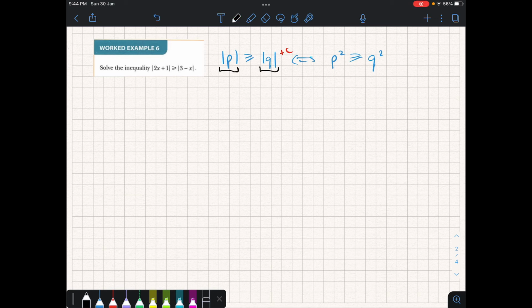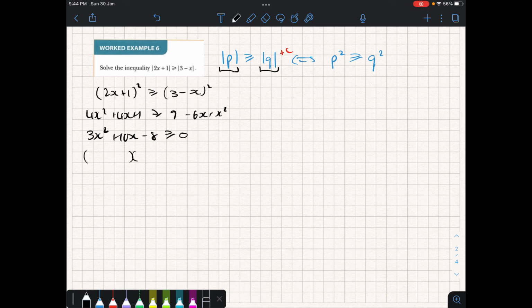So using this rule, we can say that we were looking for where (2x plus 1) squared is greater than or equal to (3 minus x) squared. And this is just a simple quadratic inequality which we've dealt with before. So we need to expand the brackets on both sides. And we need to now move everything over and make one side equal to 0. So we'll get 3x squared on this side, plus 10x here, and minus 8 is greater than or equal to 0. We need to factorize.